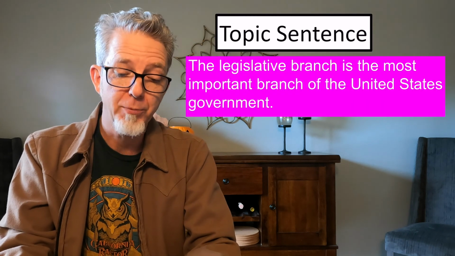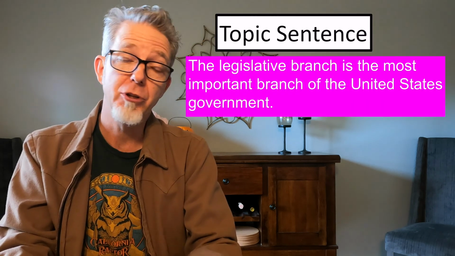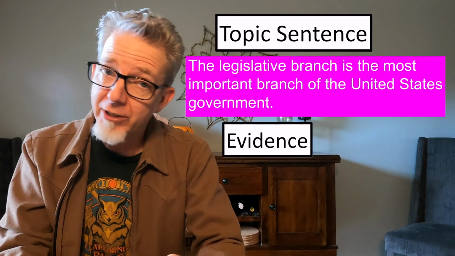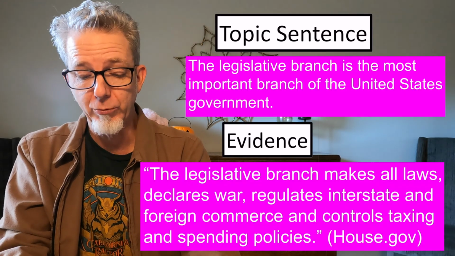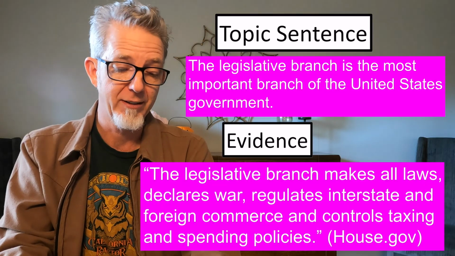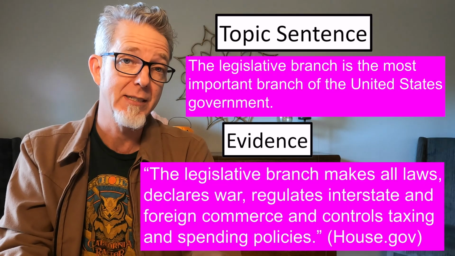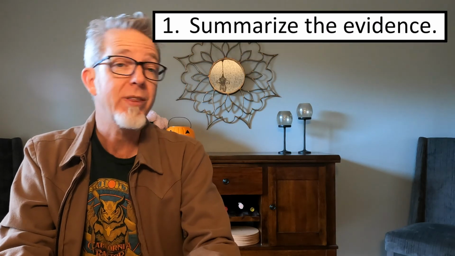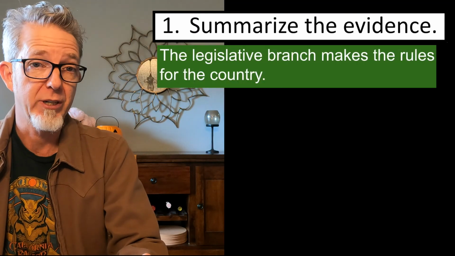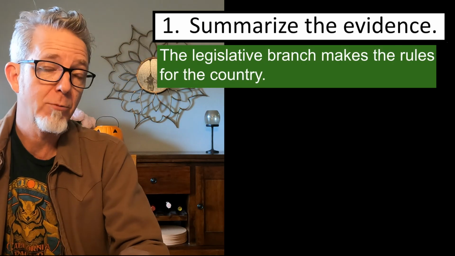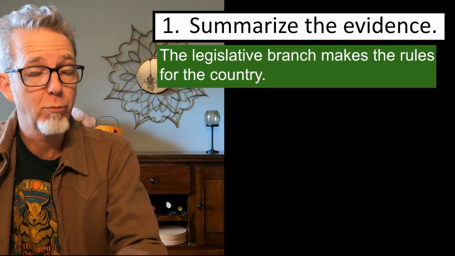Here's another example. If the claim is, the legislative branch is the most important branch of the United States government, and your evidence is, the legislative branch makes all laws, declares war, regulates interstate and foreign commerce, and controls taxing and spending policies, your analysis is going to start with a summary of the evidence. The legislative branch makes rules for the country. I didn't need to summarize everything. I'm just summarizing the part of the evidence that supports my claim.